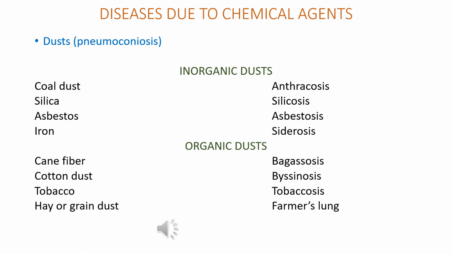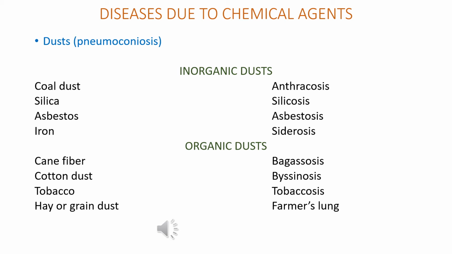Then there are chemical agents or chemical hazards among the occupational hazards, and these may be some dusts which give rise to certain diseases which are termed as pneumoconiosis because there is involvement of the lungs. And these dusts may be inorganic dusts or organic dusts. The inorganic dusts include coal, silica, asbestos, and iron. And these are the major examples of inorganic dusts, and the conditions arising due to exposure to these chemical agents are anthracosis in case of coal, silicosis for silica, asbestosis for asbestos, and siderosis for iron. And these are all pneumoconiosis because there is involvement of lungs. Inhalation of these dusts results in pneumoconiosis.